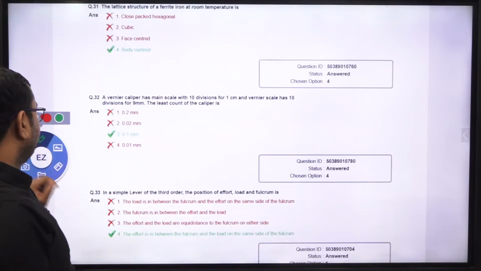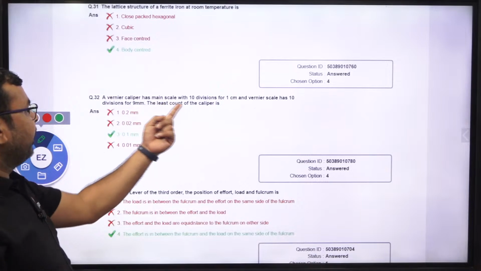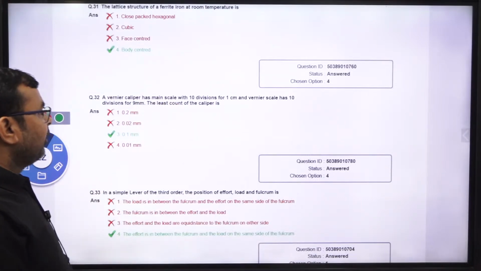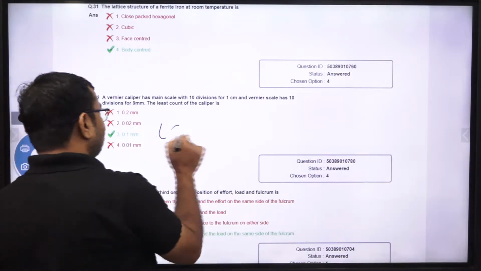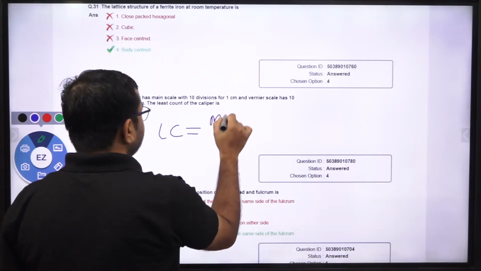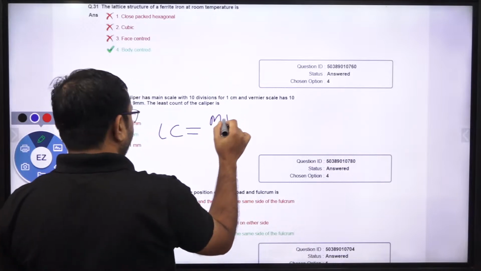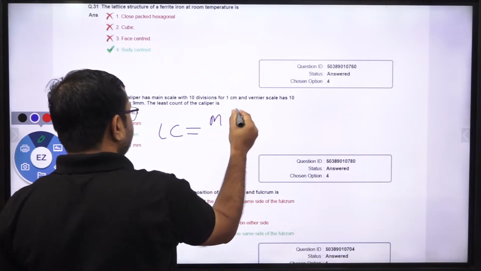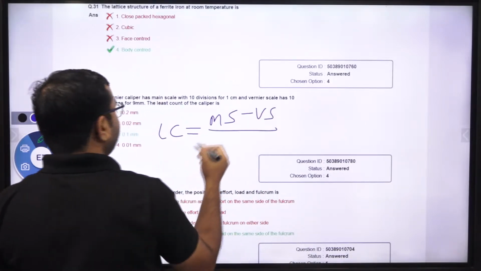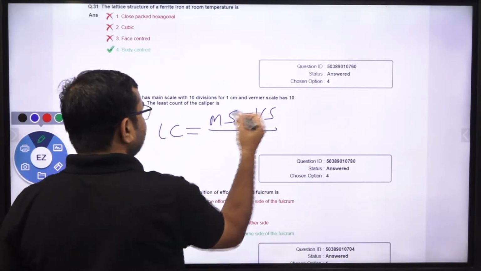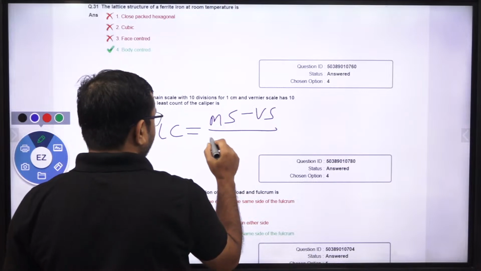So you can see this question: the vernier caliper has a main scale with 10 divisions for 1 centimeter and the vernier scale has 10 divisions for 9 mm. The least count of the caliper is? So how do you calculate least count? Least count is the main scale reading minus the vernier scale reading over the number of divisions provided on the vernier scale.